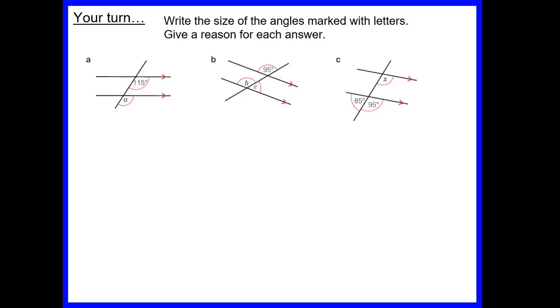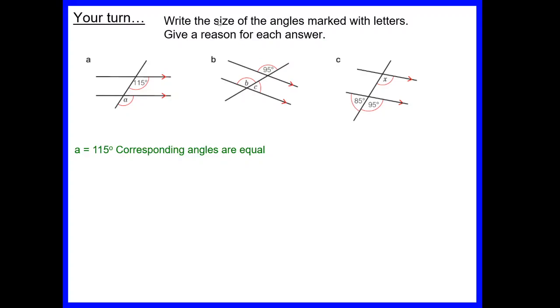Okay, so let's start off with question A, finding angle A then. We've got them on the same side of the traversal line, so on the corresponding side of the line, and they are both obtuse angles, so must be the same size. So 115 degrees, corresponding angles are equal.